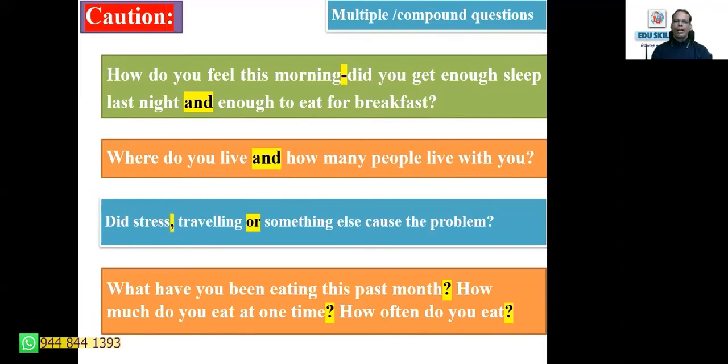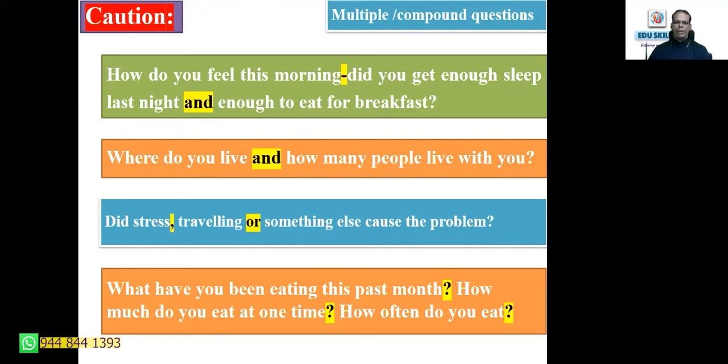Okay, where do you live and how many people live with you? So which question is the patient supposed to answer? When you ask 2 or 3 questions, they will be confused regarding the answer. So never ever use multiple questions or compound questions. Ask a simple question, then after the response, go to the next question.